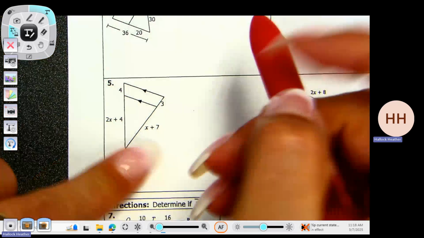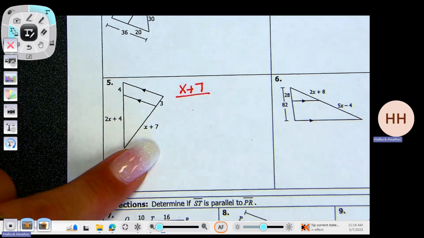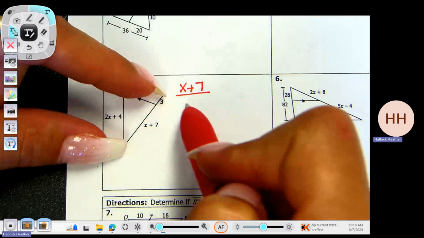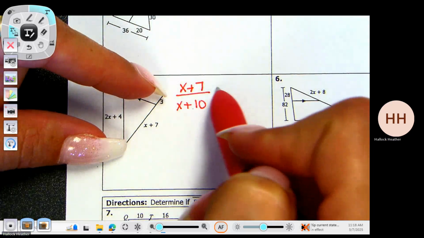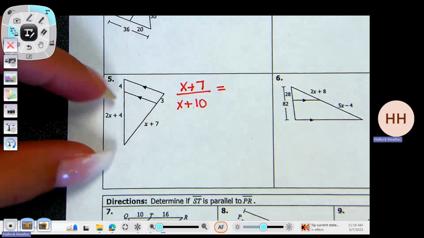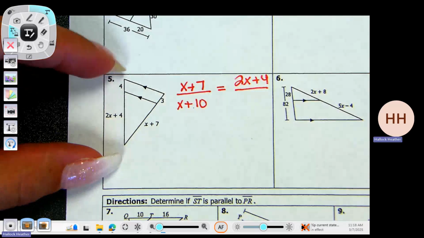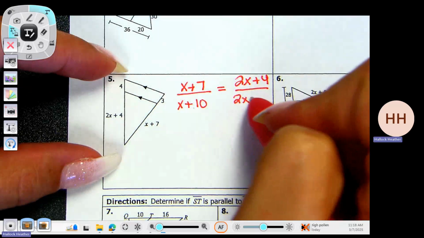So if we did X plus 7 is on the small triangle over the entire length, if I add these together, it would be X plus 10 equals, right? Does that make sense? I combine my terms. Okay. Small triangles, 2x plus 4 over 2x plus 8.